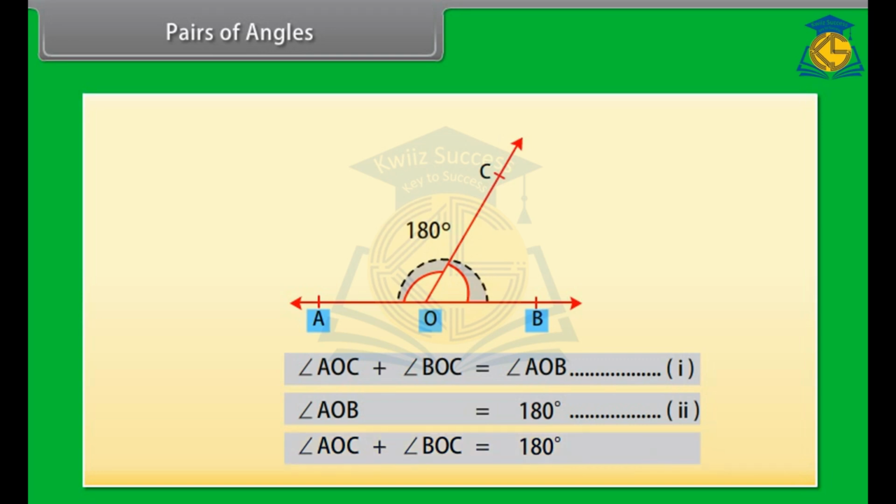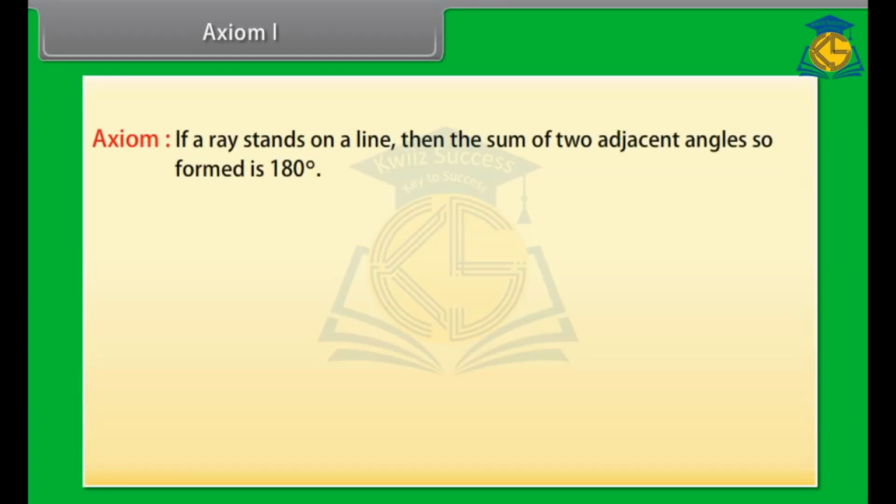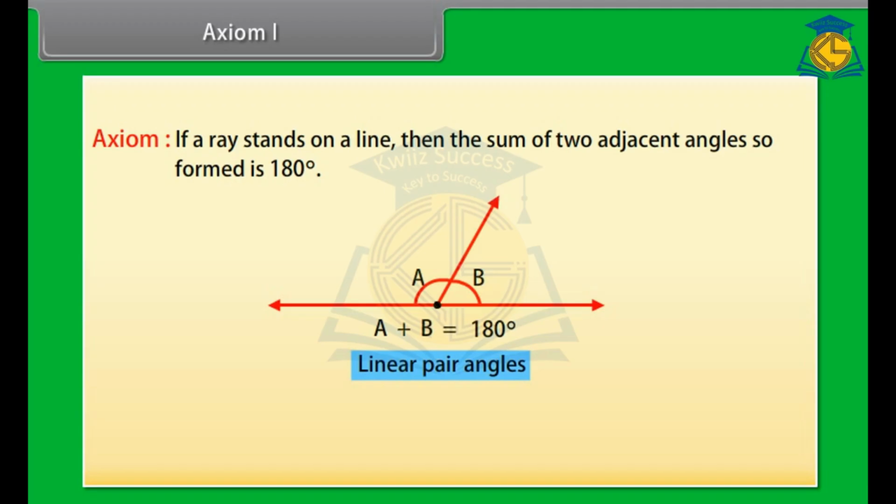This gives an axiom. Let's go through it. Axiom 1. If a ray stands on a line, then the sum of two adjacent angles so formed is 180 degree. We know that if the sum of two adjacent angles is 180 degree, then they are called a linear pair of angles.